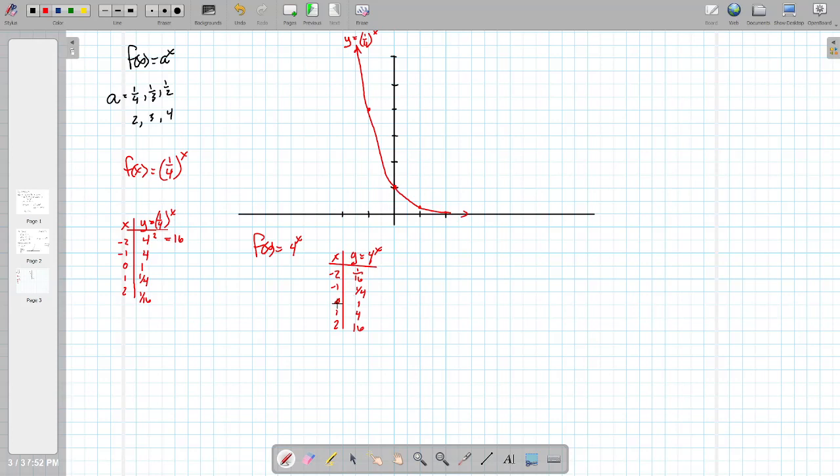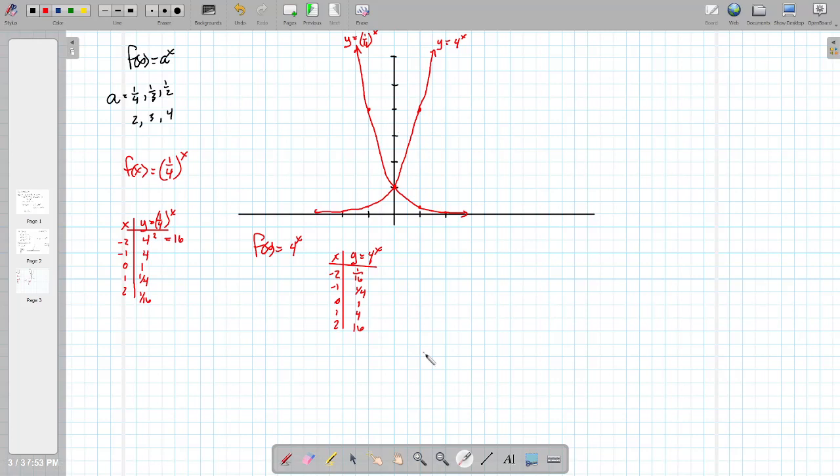We still have a point at 0, 1. And then at -1, we would be at 1/4. And then at -2, we would be at 1/16, which of course is still very close to the x-axis. If we plug in x equals 1, we end up with 4. 1, 2, 3, 4. At this point, so we would end up with something that looks like this. This is y equals 4 to the x. Now notice it's an exact reflection when you reflect about the y-axis.